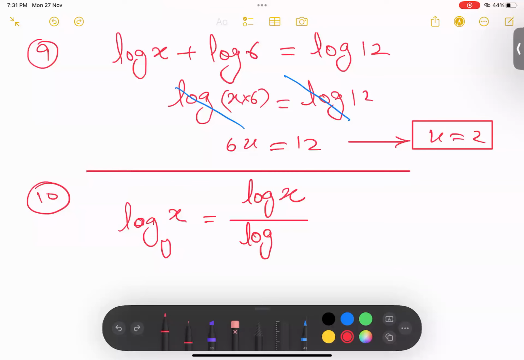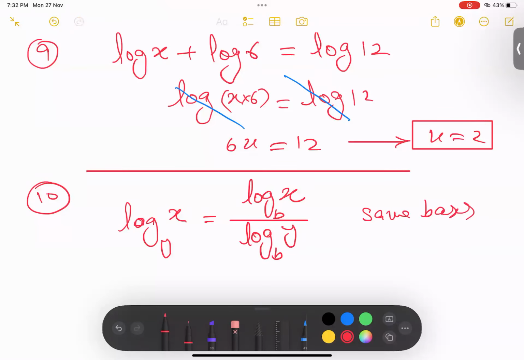Very interesting property. And now the question comes in your mind, sir, what is the base of this and what is the base of that? You can write 10, no problem. You write 11, no problem. You write e, no problem. But the basic rule is that this base and this base are always the same. So this number and this number are always the same bases.